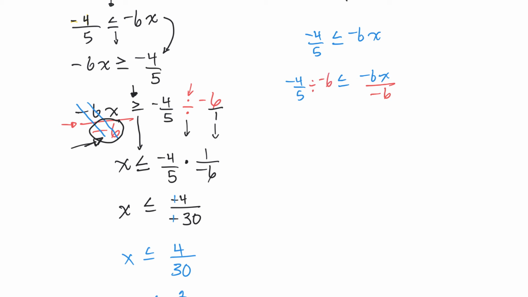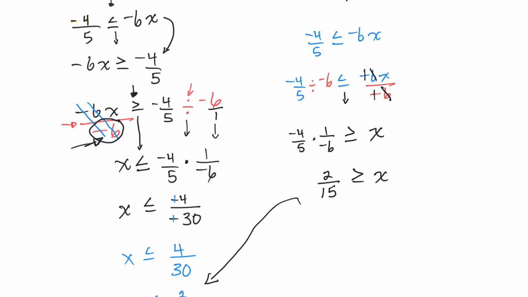On the right-hand side, the minuses cancel and the 6's cancel. When I divide by that negative 6, I have to remember to change this sign, so it will now be greater than or equal to. On the right side, I just have an x. On the left side, I'll have minus 4/5 times 1 over minus 6. Same game here, the negatives cancel. You see I'm going to come up with 2/15 here. But it's going to read 2/15 is greater than or equal to x, which is the same as this.